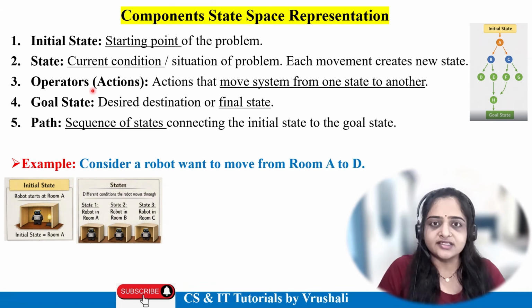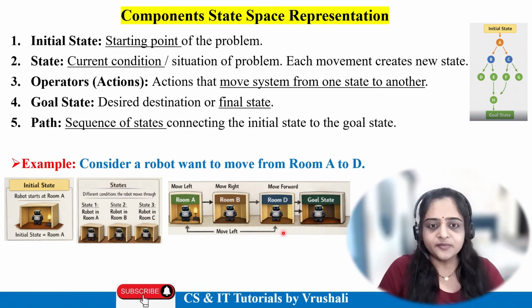Next one is operators. Operators means the actual action or movement performed by the robot, the movement from one state to another state. See here, for example, currently the robot is in room A. Then it performs the action move left and goes to room B. After that, it moves right and goes to room D. So this is the actual goal state. Got it? So this is called operators or actions. Move left, move right, move forward, these movements are called actions.